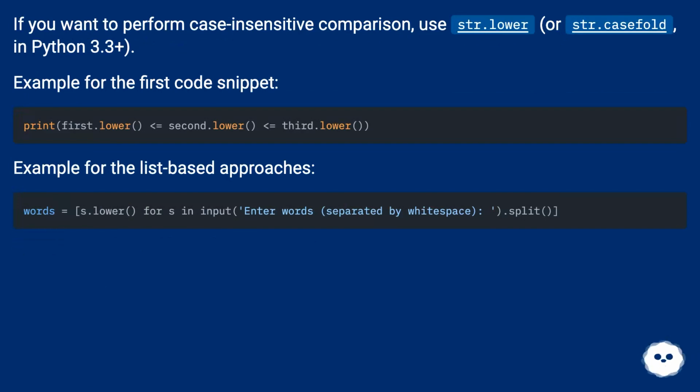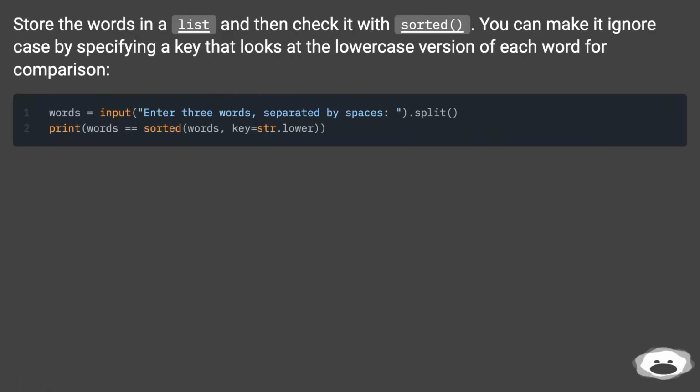If you want to perform case-insensitive comparison, use str.lower, or str.casefold in Python 3.3+. Example for the first code snippet. Example for the list-based approaches. Store the words in a list and then check it with sorted. You can make it ignore case by specifying a key that looks at the lowercase version of each word for comparison.